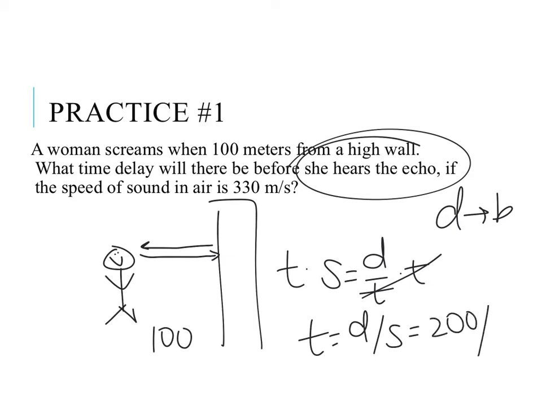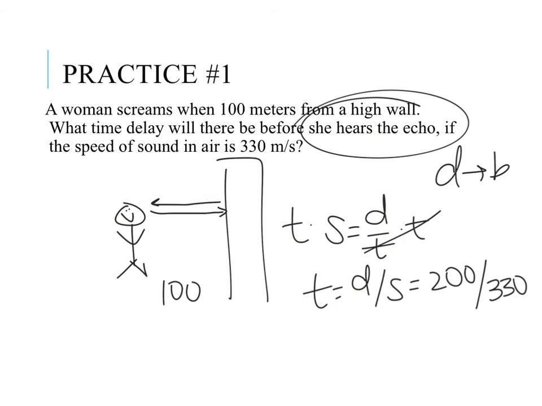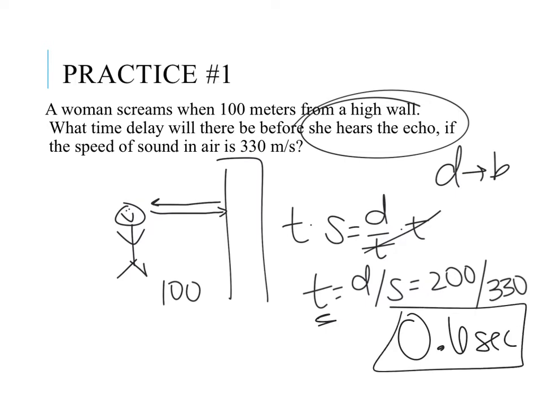The speed, it says the speed of sound in air is 330 meters per second. So I just have to divide it by 330. So 200 divided by 330 is going to give me 0.6. Now it's time. What would my units be for time? Seconds, yeah. Seconds. And that's it.